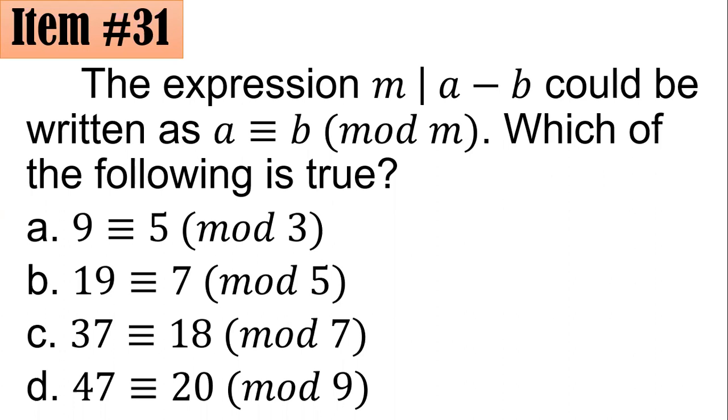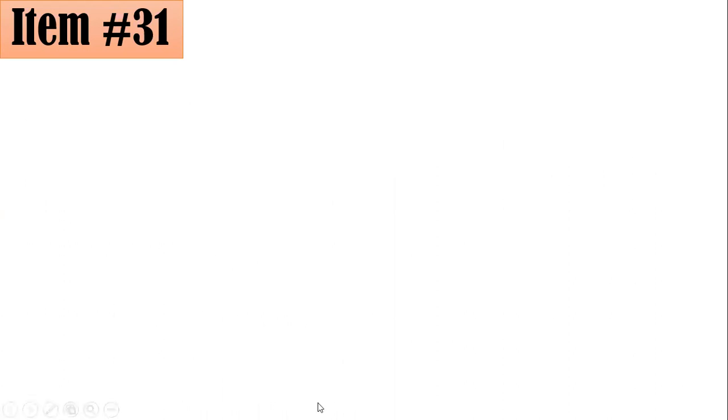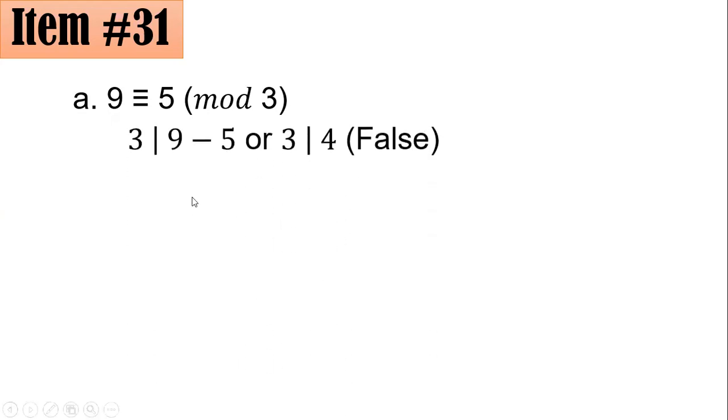Let's proceed with the solution. If I have 9 is congruent to 5 mod 3, it could be written back as 3 divides 9 minus 5. But 9 minus 5 is 4, and 3 divides 4 is false because 3 is not a factor of 4.